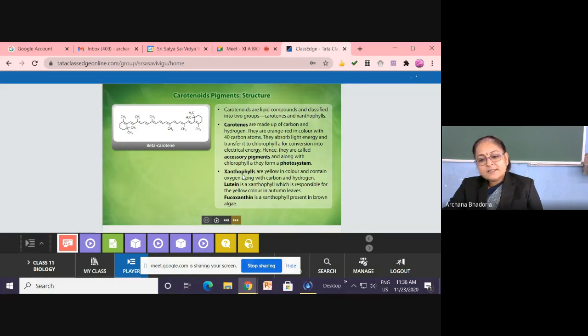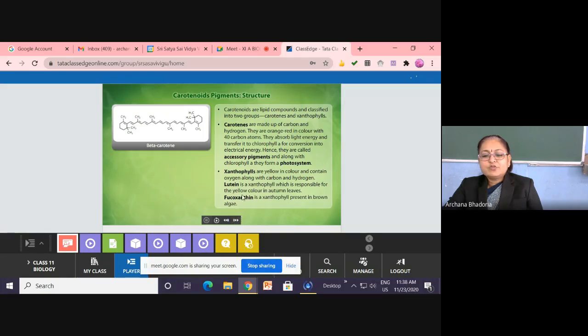And the second one is the xanthophyll. Carotene and xanthophyll are both called carotenoids. So they are lipid compounds naturally. Further, you have to remember the color of xanthophyll, that is yellow in color, but the carotene is orange red in color. Okay, so you should know that much only: what is the color, what is its function.